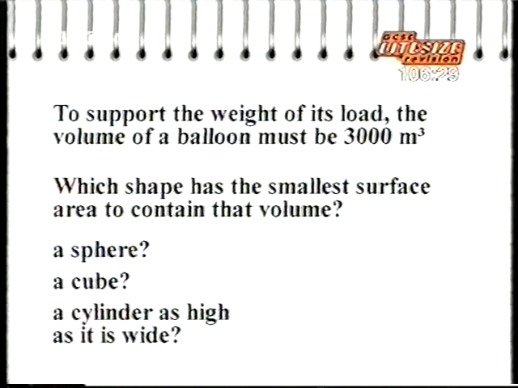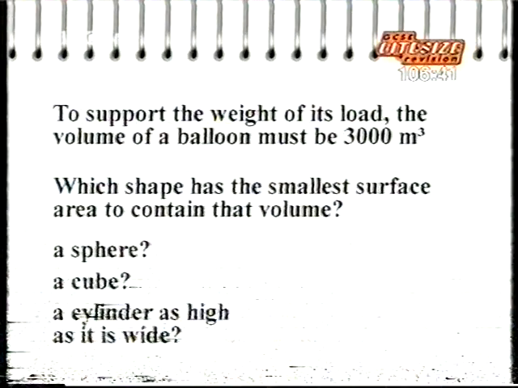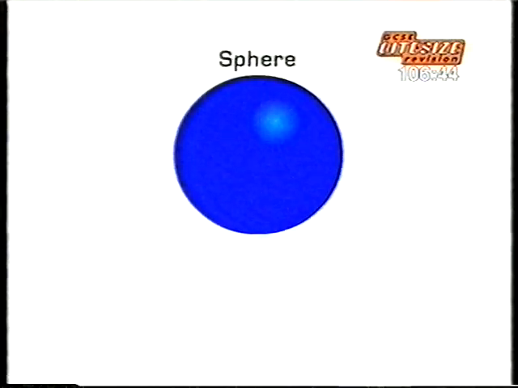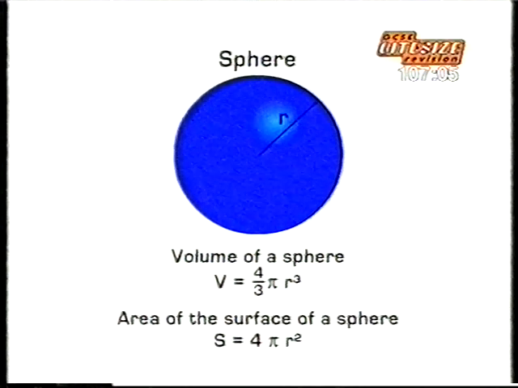To answer this question, we'll need to work out the surface area of each shape from the volume we've been given, 3,000 cubic meters. To do this, we'll need to use the formulae for the volume and surface areas of a sphere, a cube, and a cylinder. First, the spherical balloon. The first step is to work out the radius r of the sphere from the volume v we've been given, 3,000 cubic meters, using the formula v equals 4/3 pi r cubed. Once we've got a value for r, we can put it into the formula for the surface area of a sphere, s equals 4 pi r squared.